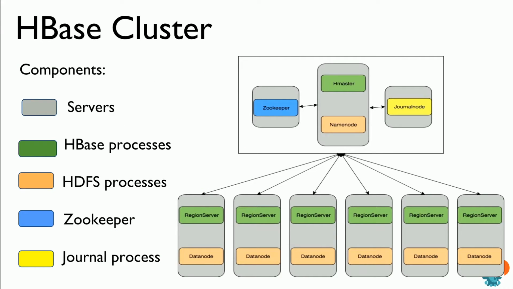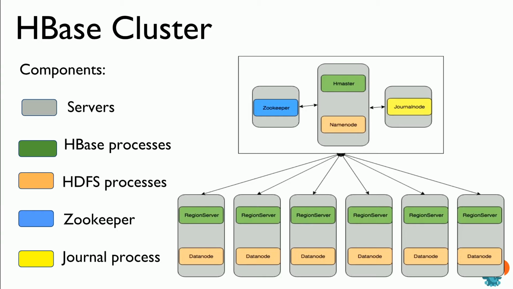So let me try and explain how rsgroup works. To do that, let me first focus on HBase. I've color-coded these slides, if it helps when we go further. The servers are the gray boxes here. You can see certain processes are co-hosted. The greens are HBase-related processes. HDFS processes are color-coded in amber, ZooKeeper is in blue, and the journal process in yellow.